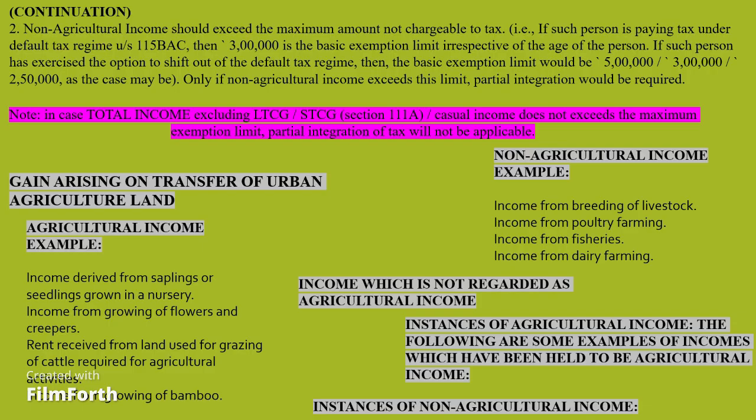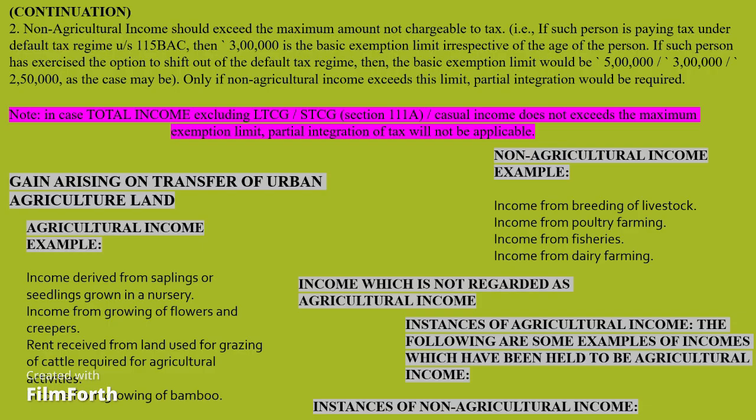Next. Gain arising on transfer of urban agricultural land. The capital gains arising from the transfer of such urban agricultural land would not be treated as agricultural income under Section 10 but will be taxable under Section 45. Next. Non-agricultural income. I have listed out income which is not regarded as agricultural income. 1. Income from butter and cheese making.